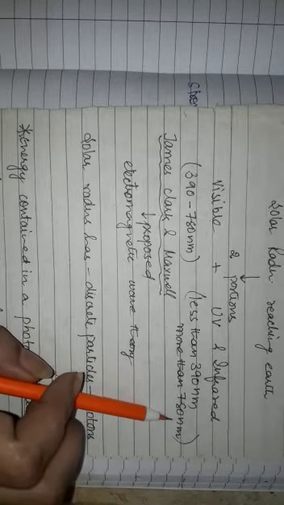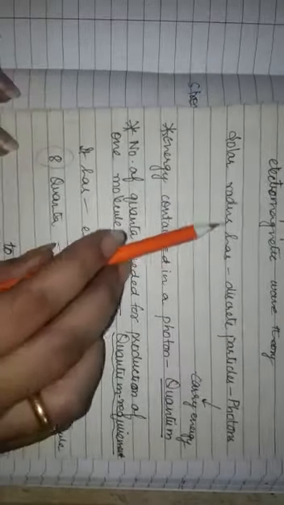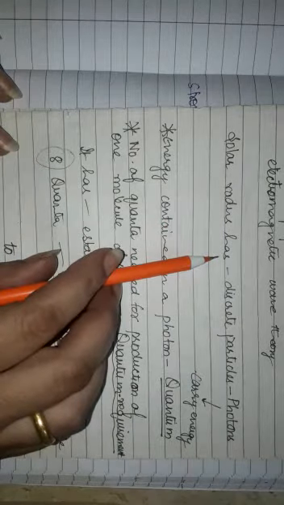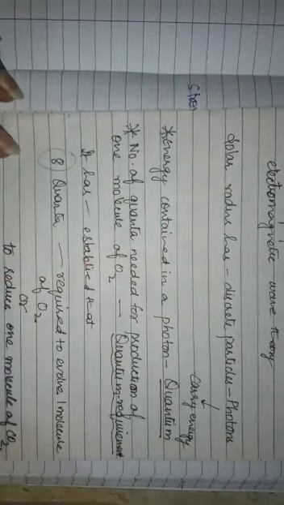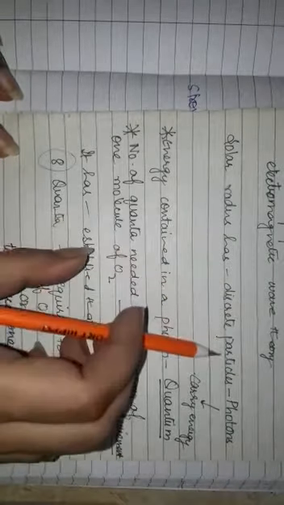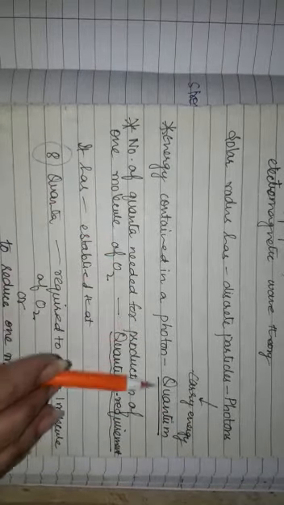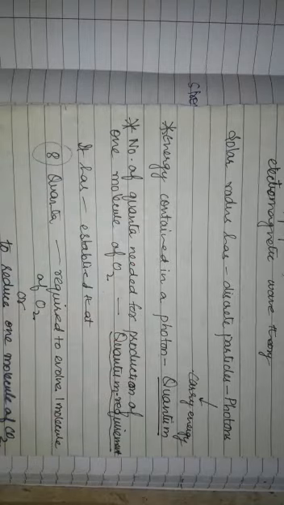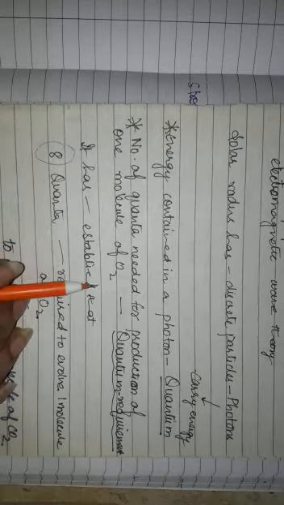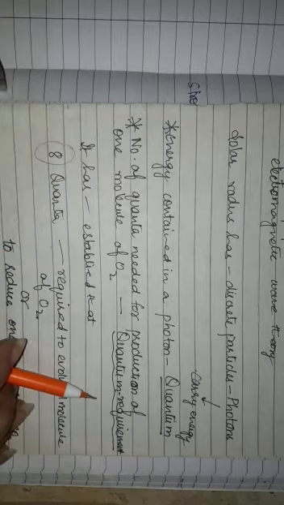more than 780 nanometer are ultraviolet and infrared. Solar radiations are present in the form of discrete particles called photons. That is, the particles which carry solar energy are called photons. And the energy contained in one photon is called a quantum. The number of quanta required for production of one molecule of oxygen is called quantum requirement.